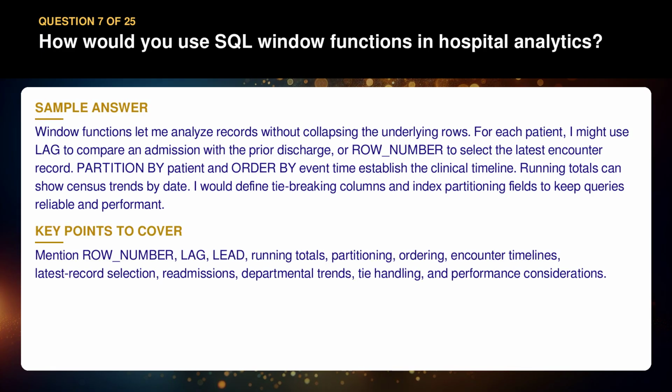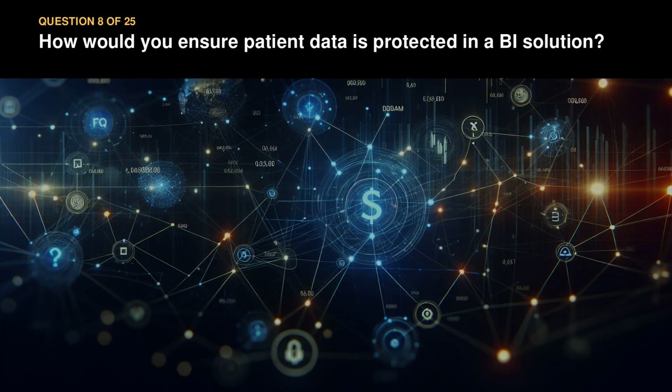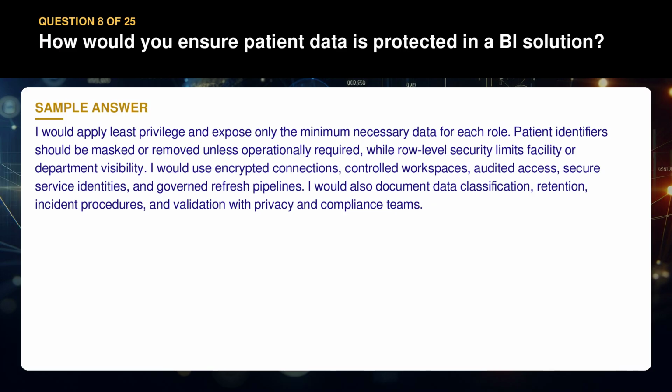Mention row number, lag, lead, running totals, partitioning, ordering, encounter timelines, latest record selection, readmissions, departmental trends, tie handling, and performance considerations. Question 8. How would you ensure patient data is protected in a BI solution? I would apply least privilege and expose only the minimum necessary data for each role. Patient identifiers should be masked or removed unless operationally required, while row-level security limits facility or department visibility.